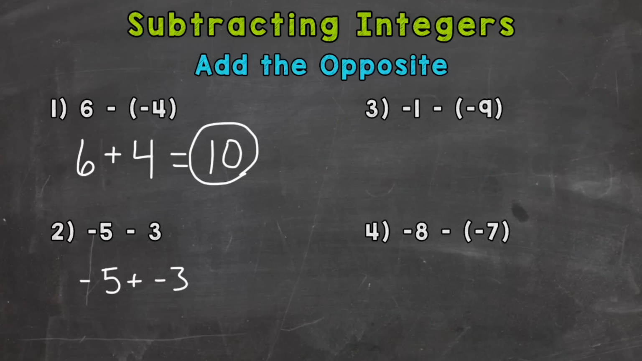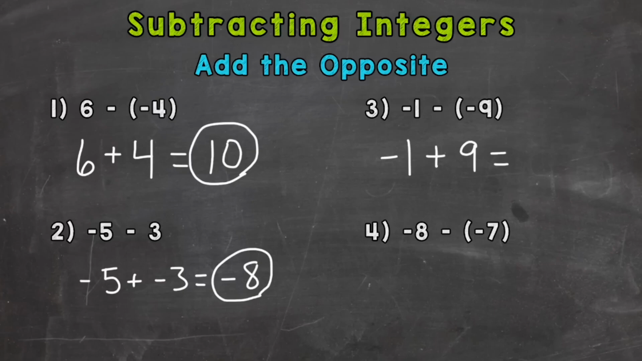Negative 5 plus the opposite of negative 3, which is positive 3. Negative 5 plus positive 3 will give us negative 2. Third, negative 1 minus negative 9. Negative 1 plus the opposite of negative 9, which is 9. Negative 1 plus 9 will give us positive 8.